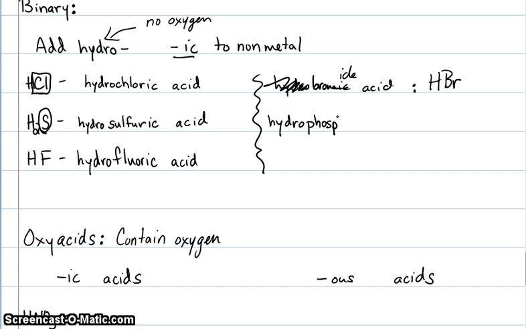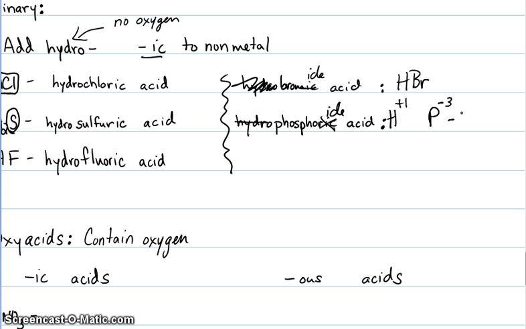Or if it said hydrophosphoric acid, get rid of the hydro. It doesn't really mean anything right now. Let the ic become ide. That spells phosphide. Phosphide is P minus 3. H is plus 1. How many H's do we need? We need 3 H's, so the answer is H3P. Cool, huh? That's all there is to it.